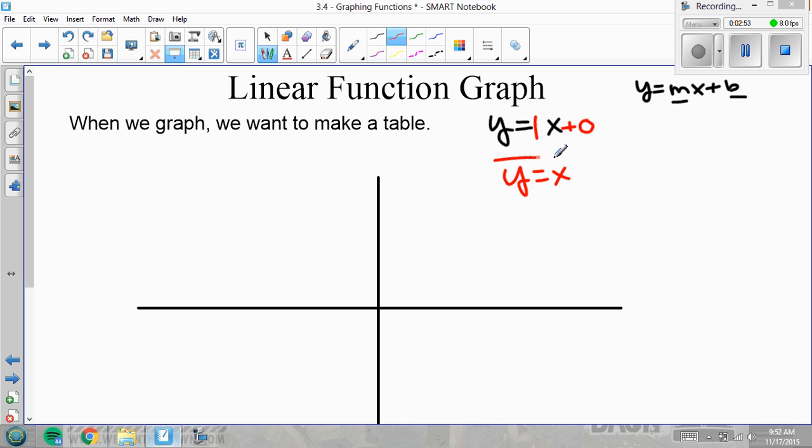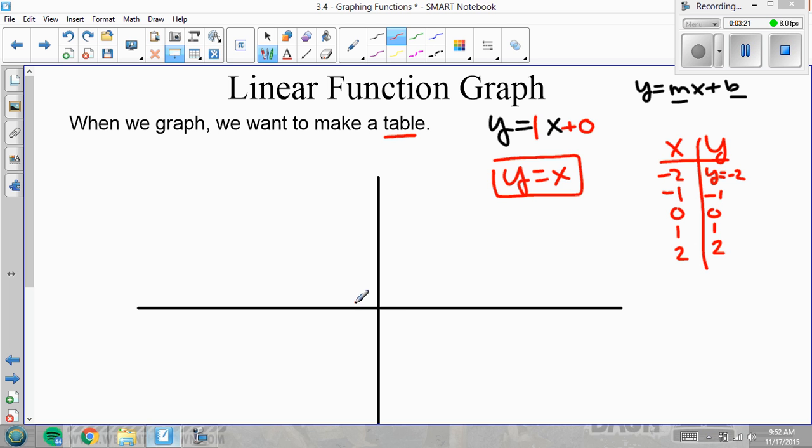So we're going to use y equals x, and we're going to make a table to graph. So I'm just going to pick negative 2, negative 1, 0, 1, and 2. Okay, so if I know x is negative 2, I can plug that in. So y equals negative 2. We can do the same thing for negative 1. If x is negative 1, y is negative 1. Then we can fill out the rest of the chart, and we can plot these points. So at negative 2, negative 2, negative 1, negative 1, 0, 0, 1, 1, and 2, 2.